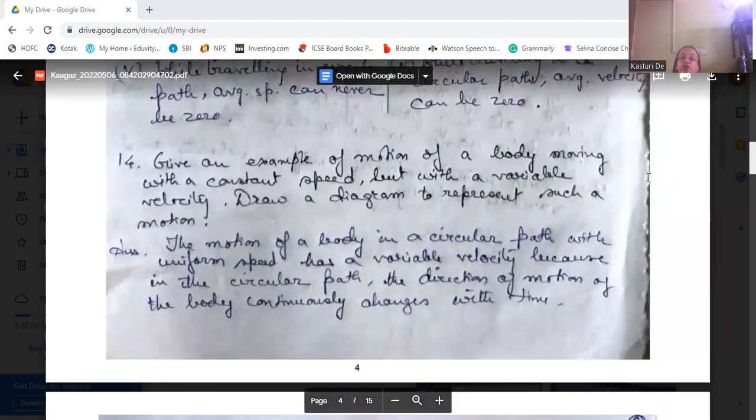Now, give an example of motion of a body which is moving with a constant speed but with a variable velocity. So, a diagram represents such a motion. The motion of a body in a circular path with uniform speed has a variable velocity because in a circular path, the direction of motion of the body continuously changes with time.